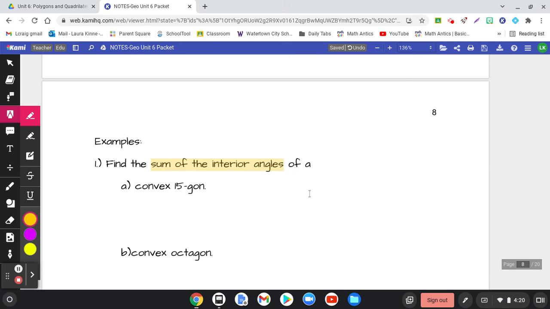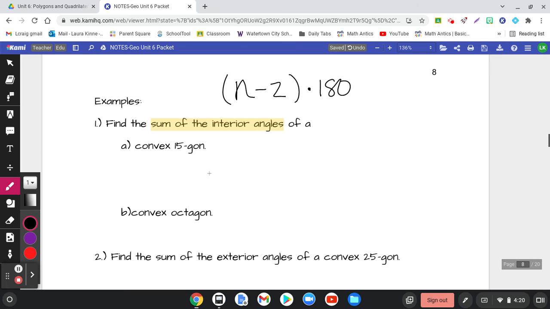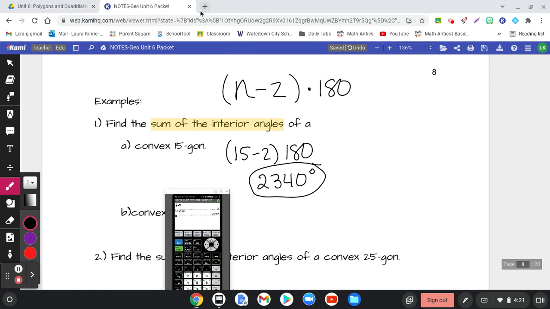All right, so let's write down our formula. The more you write it, the more likely you're going to remember it. So it's the number of sides minus 2. We put it in parentheses, so we subtract first, and then multiply by 180. I'm not even going to attempt to draw a 15-gon, but there's 15 sides, so I'm just going to do 15 minus 2 times 180. All right, so that's 13 times 180. So 2,340 degrees total in all the angles if you were going to add them up.